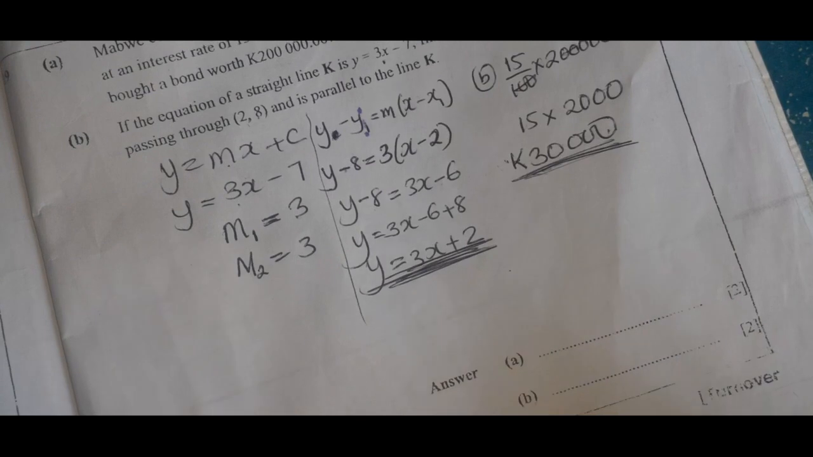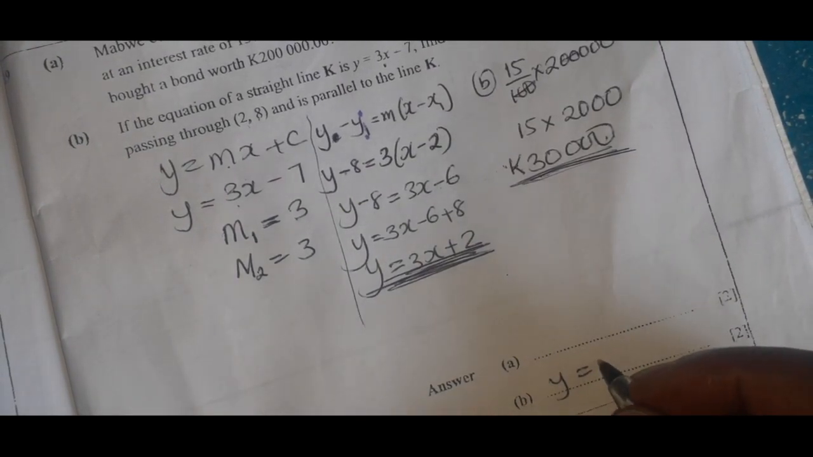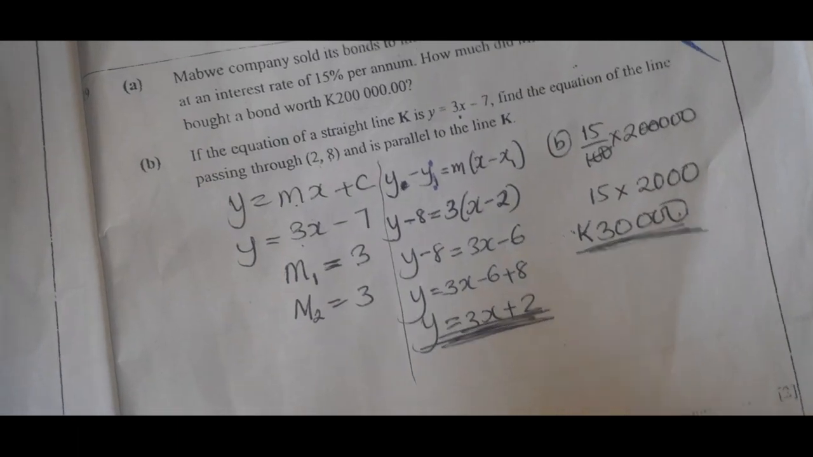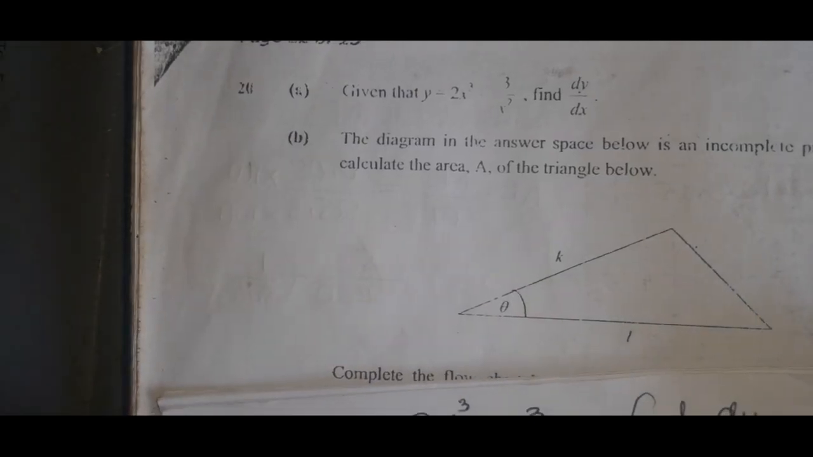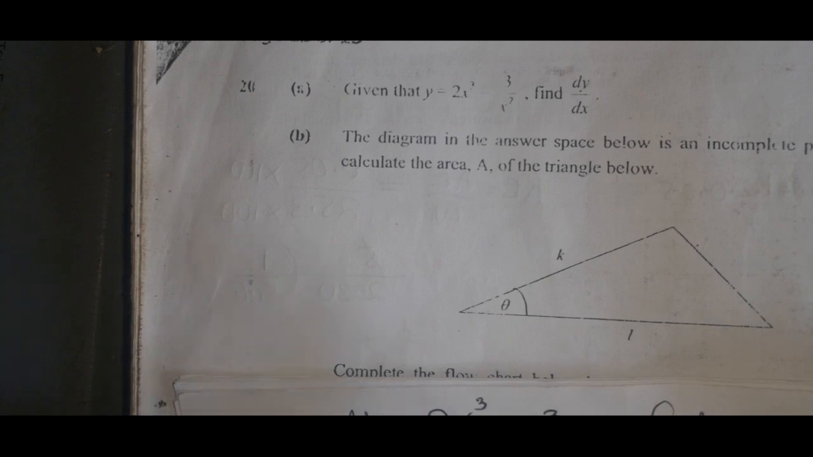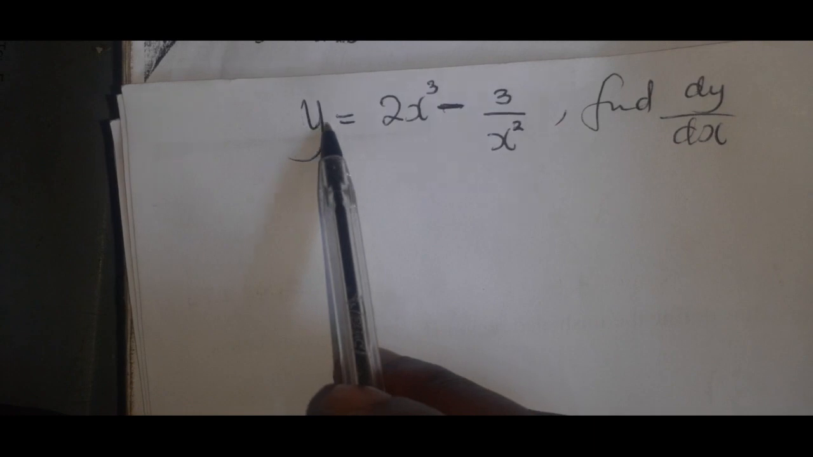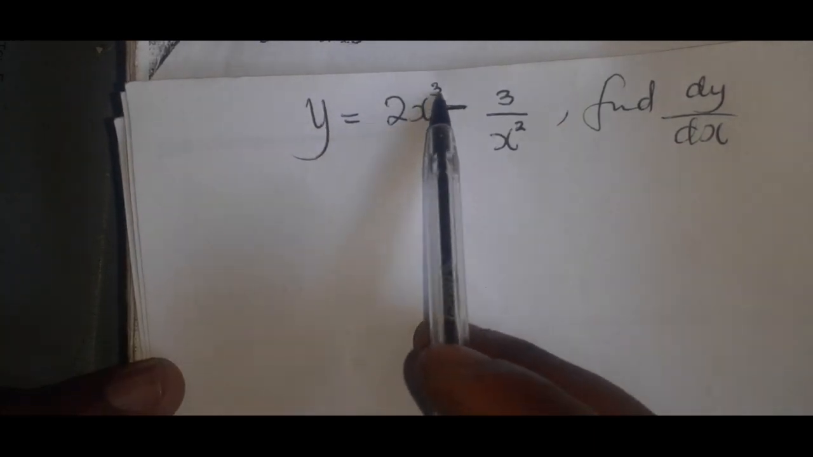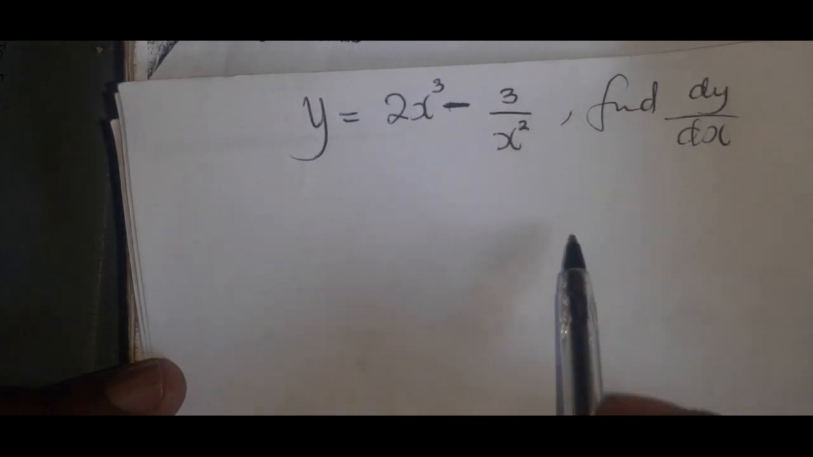And this is what we are supposed to write here. y is equal to 3x plus 2. Okay. So 20a, I have rewritten it here. Given that y is equal to 2x cubed minus 3 over x squared, find dy/dx.